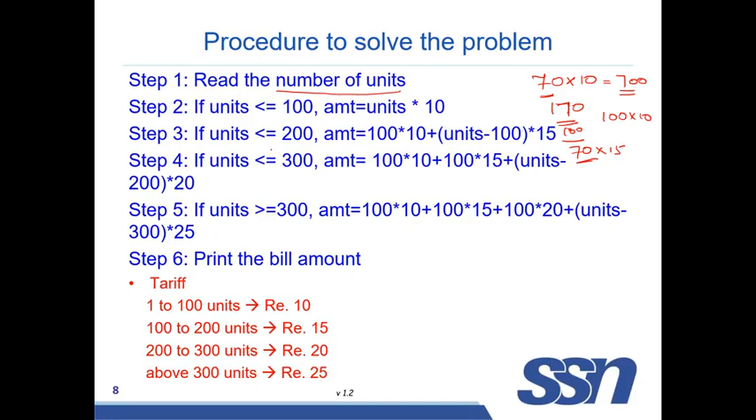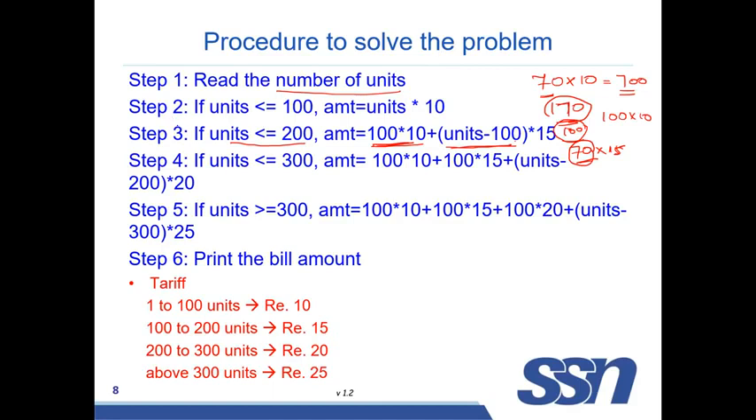So see, for the units which are less than 200, for the first 100 units, you are having 10 rupees. For the remaining units, how are you computing? The units minus this 100. Why are you subtracting this? Because this 100 I have already considered. Okay, so units minus 100 will give me the remaining units. The remaining units is 70, and into 15. 15 is the tariff, right? The amount for this range of units. So this way we can do this kind of calculation.